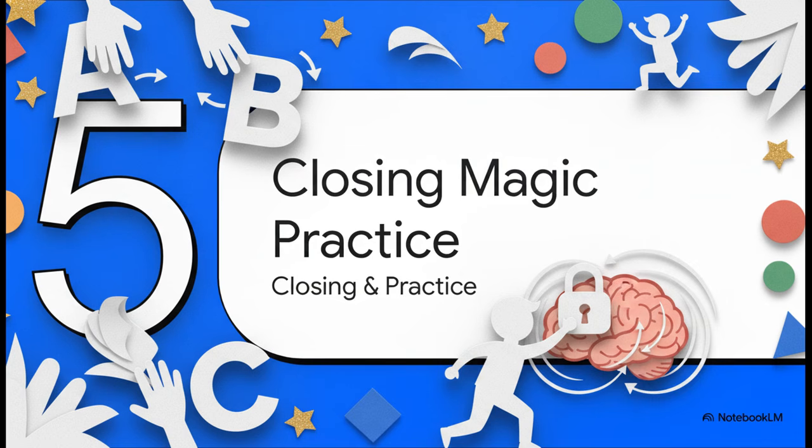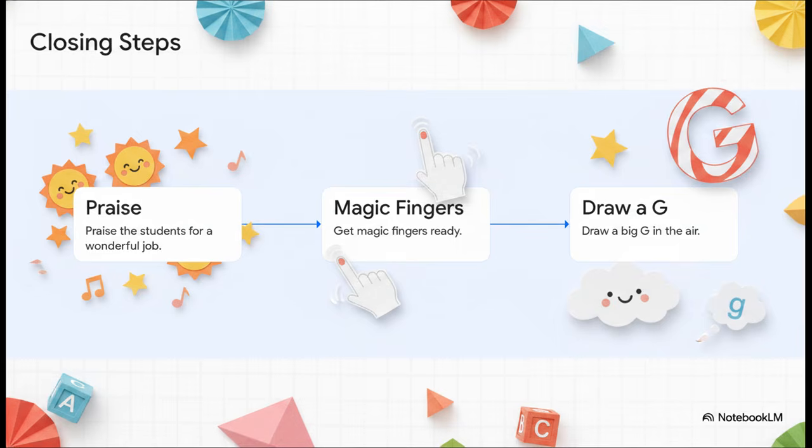Finally, Section 5, closing magic practice. This brilliantly illustrates how to end a lesson with kinesthetic reinforcement. You don't just wind down and pack up your bags, you lock the learning into the body one last time. First, the teacher praises the students for a wonderful job. Then, they ask everyone to get their magic fingers ready. Seriously, do it with me.